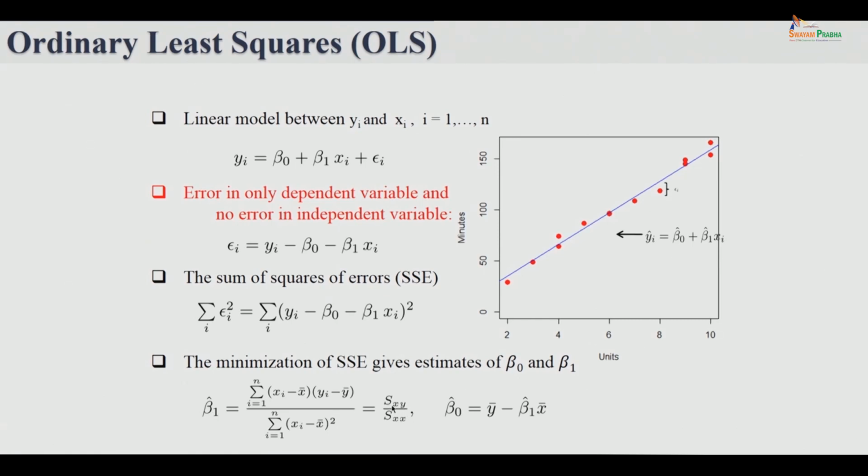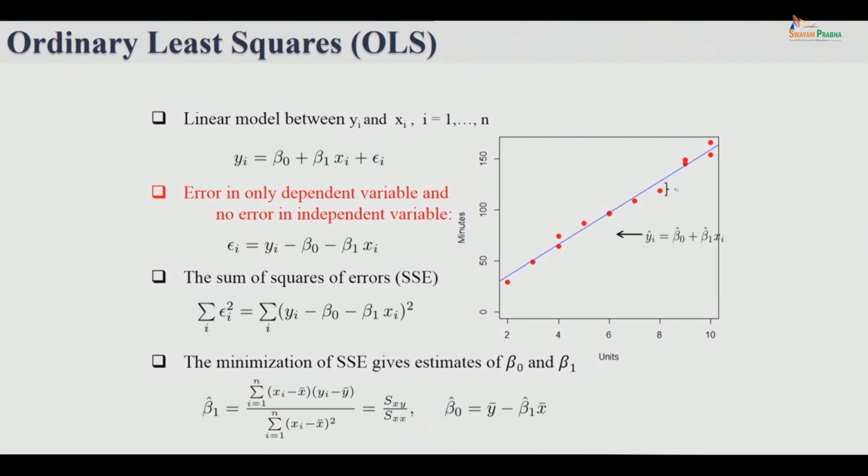It depends on the cross covariance between x and y, and beta naught, the intercept, turns out to be nothing but the mean of y minus the estimated value of beta 1, the slope parameter, multiplied by the mean of x. This is your intercept parameter.